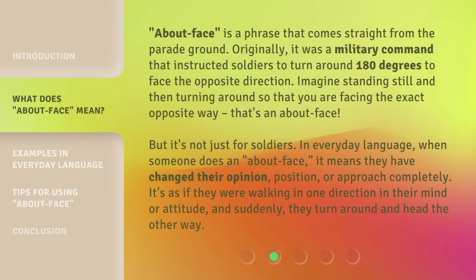"About face" is a phrase that comes straight from the parade ground. Originally, it was a military command that instructed soldiers to turn around 180 degrees to face the opposite direction. Imagine standing still and then turning around so that you are facing the exact opposite way. That's an about face. But it's not just for soldiers.